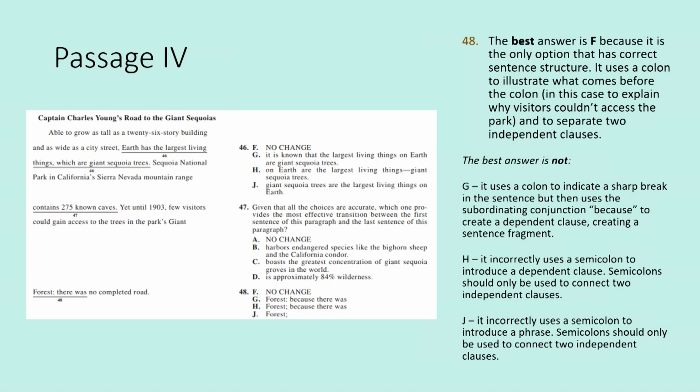The best answer is not G, because it uses a colon to indicate a sharp break in the sentence and then uses the subordinating conjunction because. H incorrectly uses a semicolon to introduce a dependent clause. Semicolons should only be used to connect two independent clauses. J is not the best answer because it incorrectly uses a semicolon to introduce a phrase. Semicolons should only be used to connect two independent clauses.